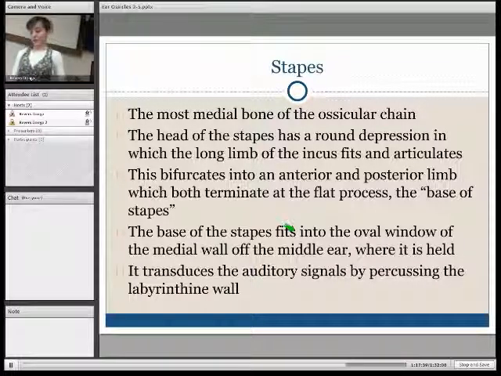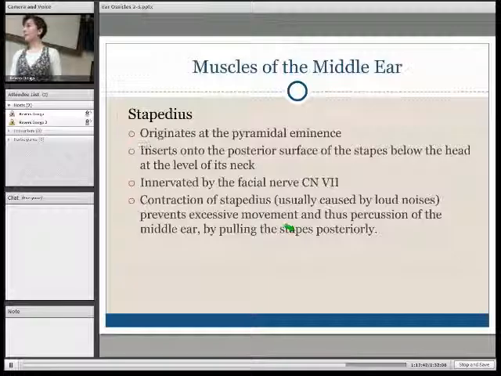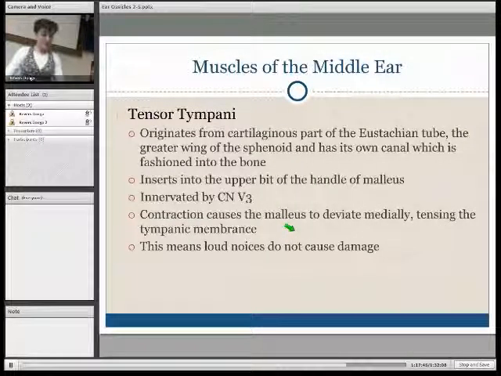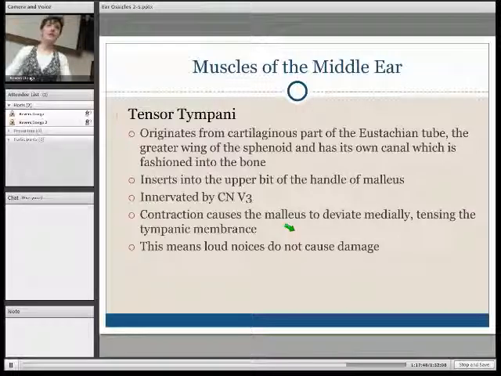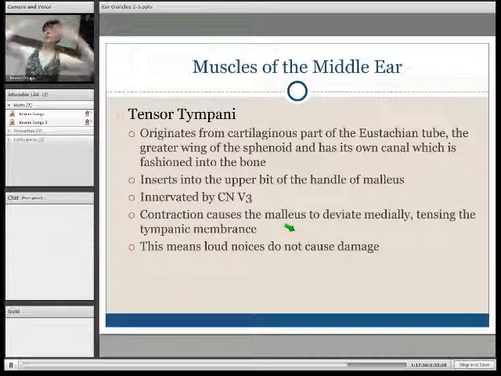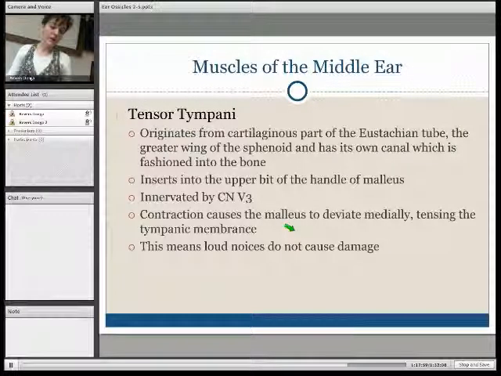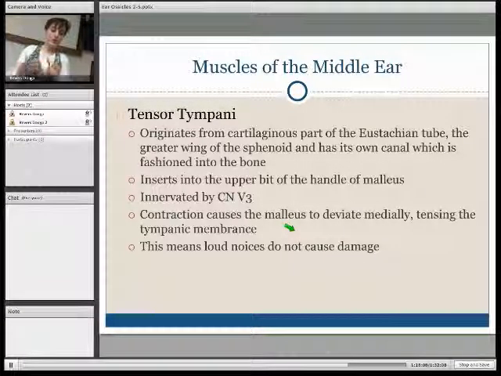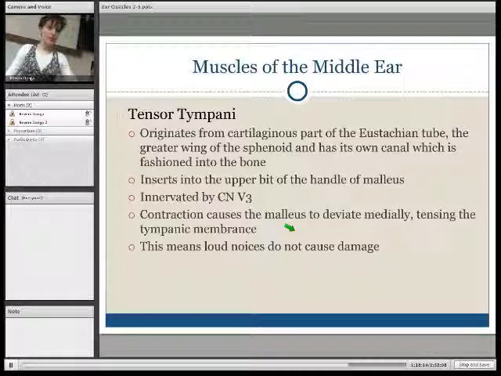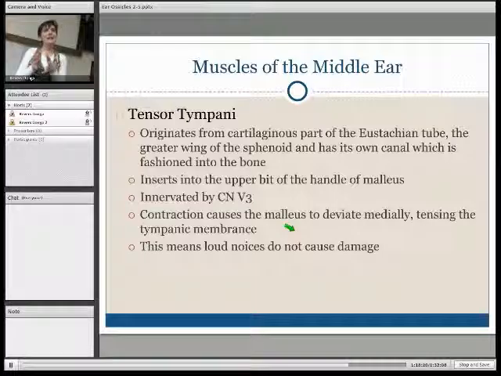I will now talk about both those muscles which I've mentioned. The tensor tympani originates from the cartilaginous part of the eustachian tube, and it loops round and then comes forward, as in that further diagram where you are the tympanic membrane, and it will go into the handle of the malleus. This is innervated by the mandibular nerve, and when it contracts, it deviates the malleus medially, which stops loud noises being too damaging, because it tenses the tympanic membrane when there's a loud noise.